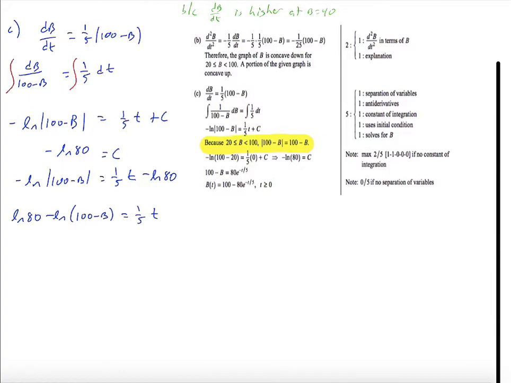I'm not sure if this makes it easier or not to do the logs this way, but I can put the logs into a single, condense them into a single log. So that way when I exponentiate both sides, I'm canceling out all the ln's at once. So 80 over 100 minus b equals e to the 1/5 t. And then we want to get the b by itself, so we're going to switch places with the e to the 1/5 t.